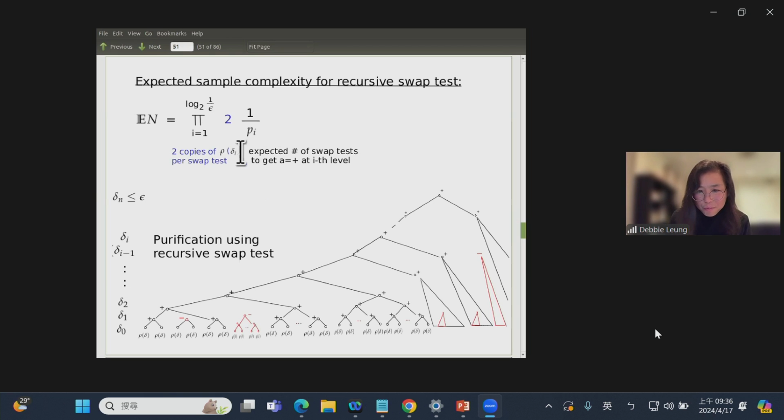Then we raise 2 to the power log 1 over epsilon, and we get 1 over epsilon. We multiply all the 1 over pi together. Now the pi is no smaller than 1/2, but it approaches 1 quickly when delta I is small. So when you do the math carefully, you can upper bound it by 1 over 1 minus 2 delta.